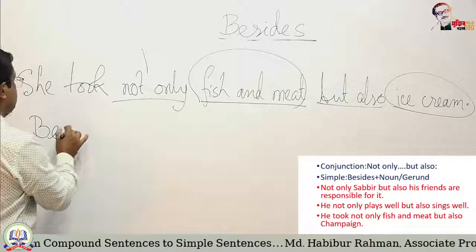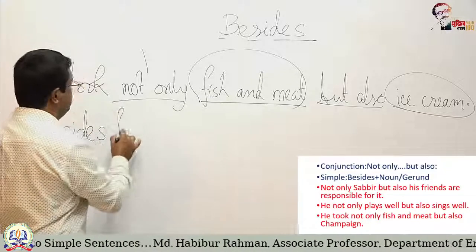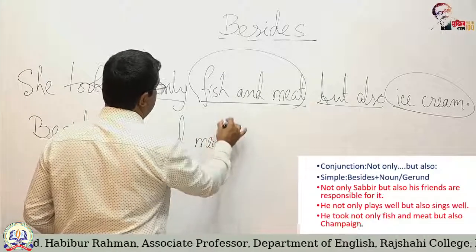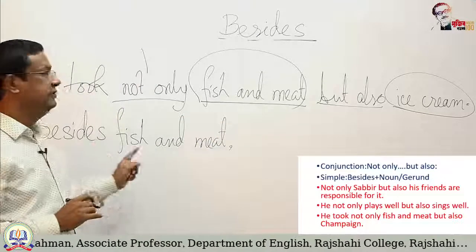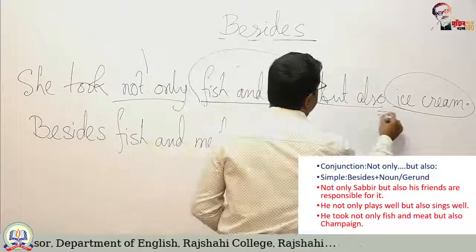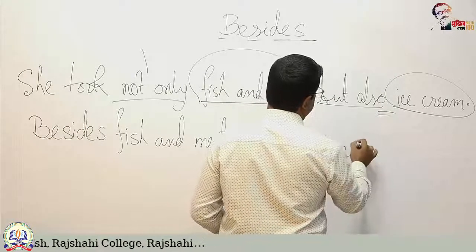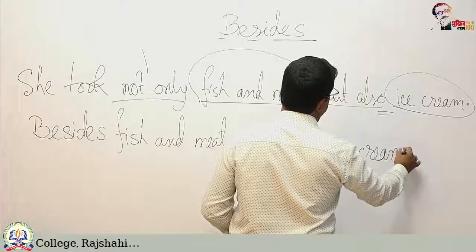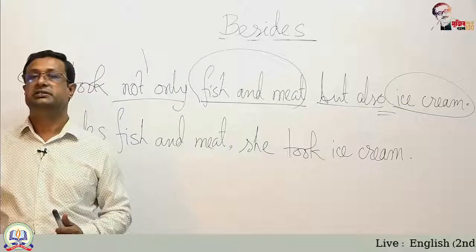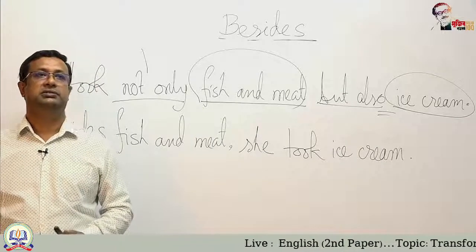Besides fish and meat, she, that is she comes here. She took ice cream. I hope you have understood this, the use of besides in case of not only but also.